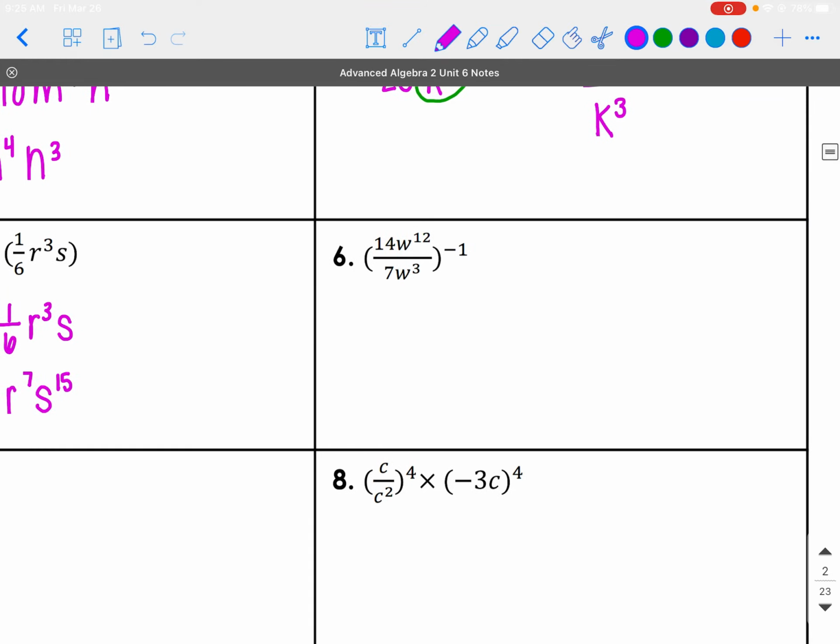Number 6. This example, the entire fraction is raised to the negative first power. We have a few options. We could just go ahead and simplify what's in the parentheses first, which I think would be easiest. So let's do that. So 14/7 is 2. And then w to the 12th over w cubed. If we subtract, we get w to the 9th.